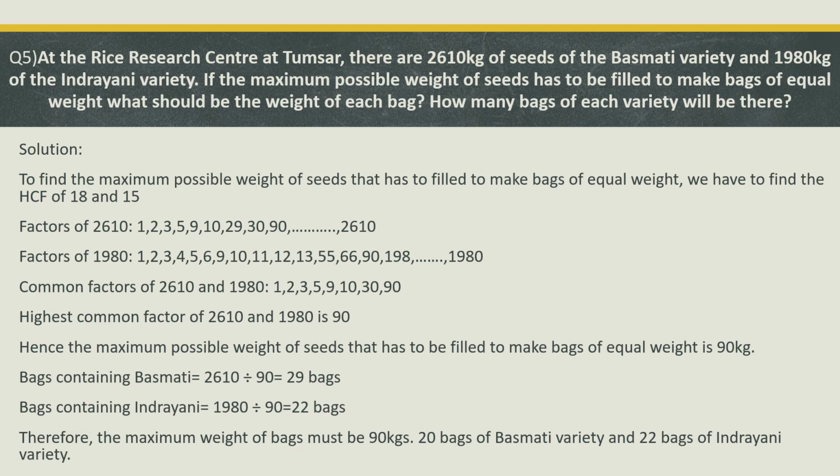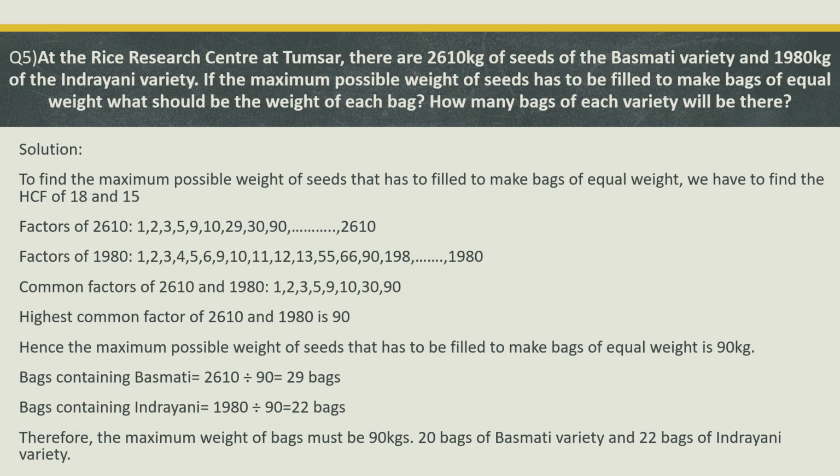Common factors here are 1, 2, 3, 5, 9, 10, 30, 90. Which is the biggest number here? 90. So the highest common factor of the numbers is 90. Hence the maximum possible weight of seeds to be filled in a bag of equal weight is 90 kilograms.